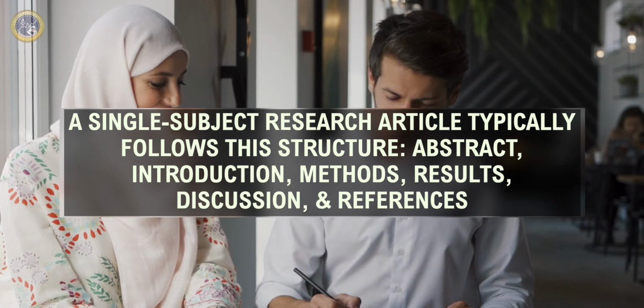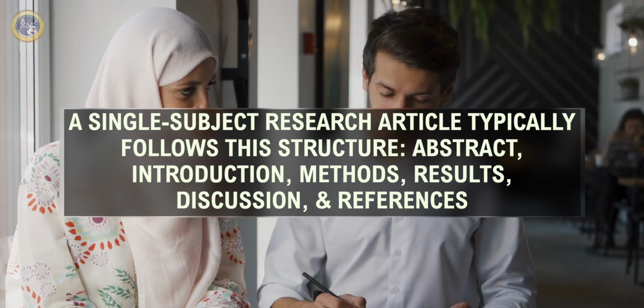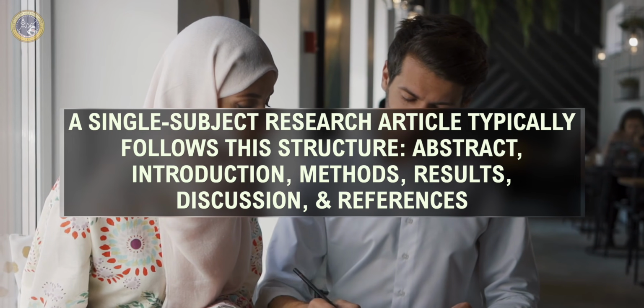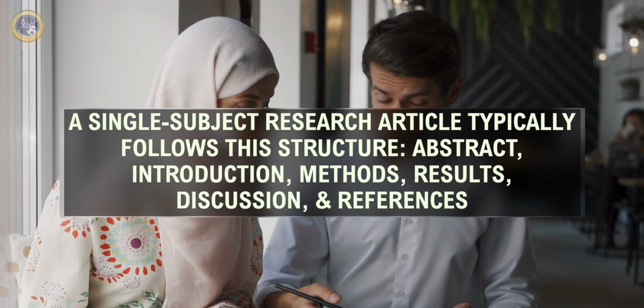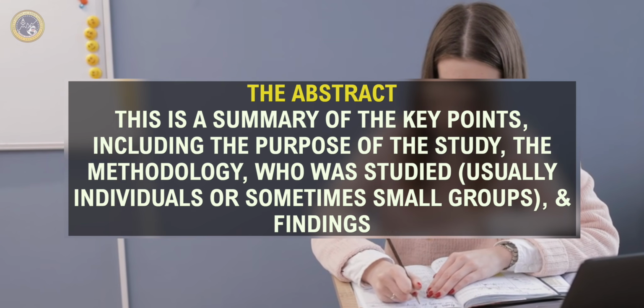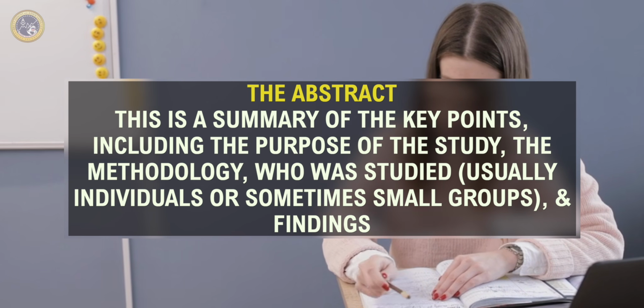Structure of a single-subject research article. A single-subject research article typically follows this structure: abstract, introduction, methods, results, discussion, and references. If these sections are missing, it might not be a research study article. Understanding each section in a single subject research. Let's break down what each section contains specifically for single subject research.